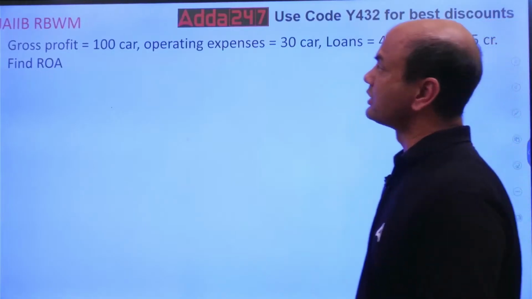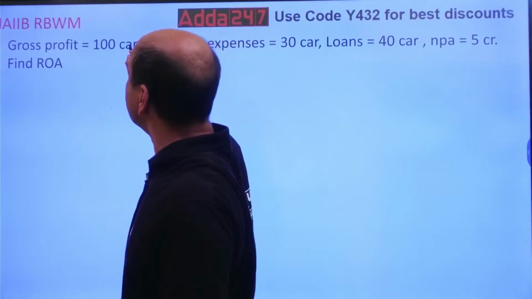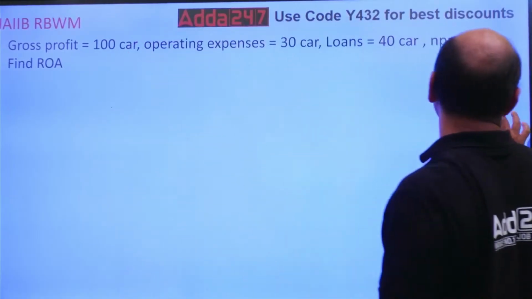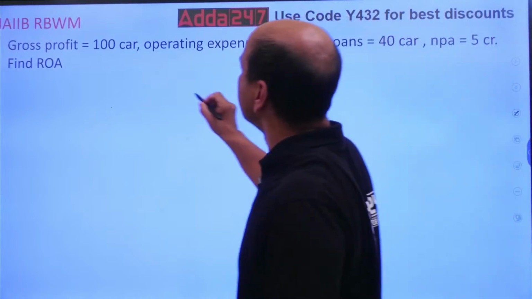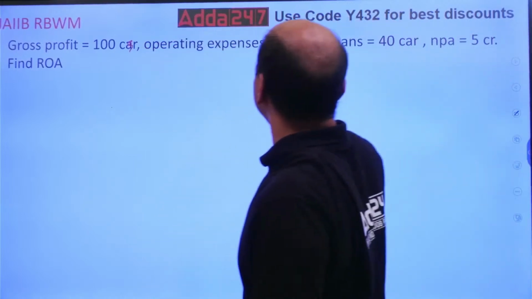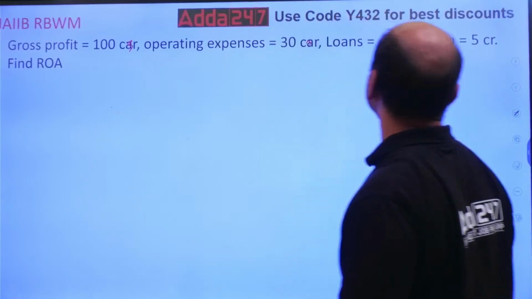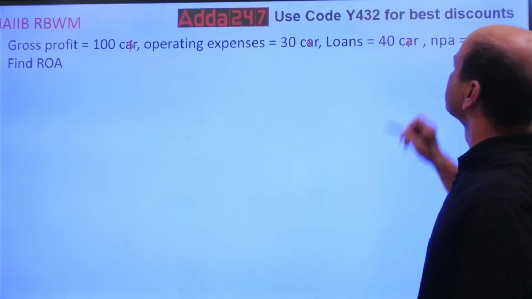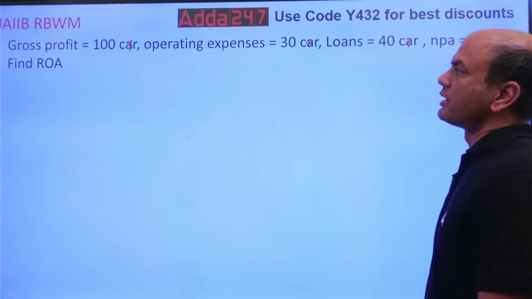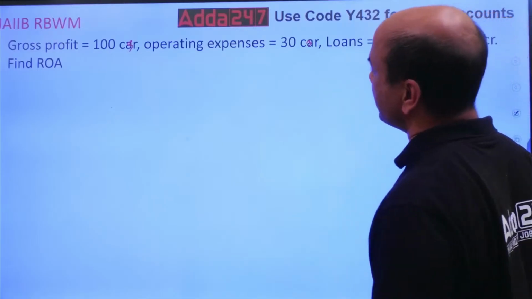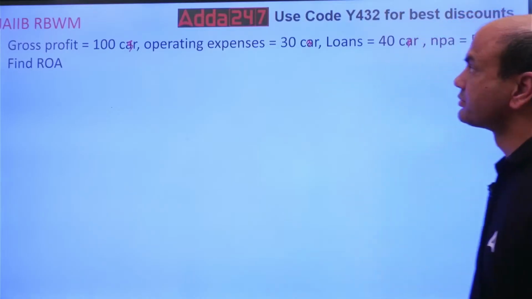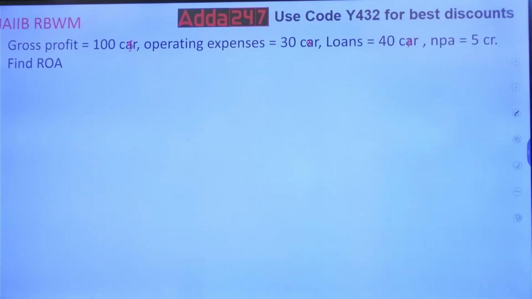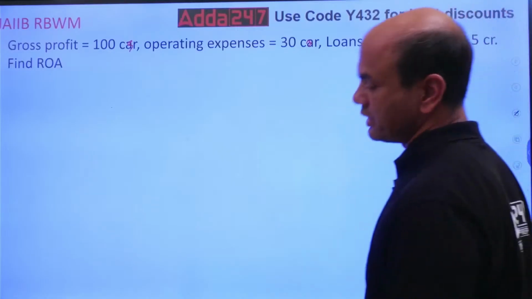Gross profit equals 100 CR. It's crores. Gross profit is 100 crores. Operating expenses 30 crores. Loans 40 crores. NPA 5 crores. Calculate ROA.